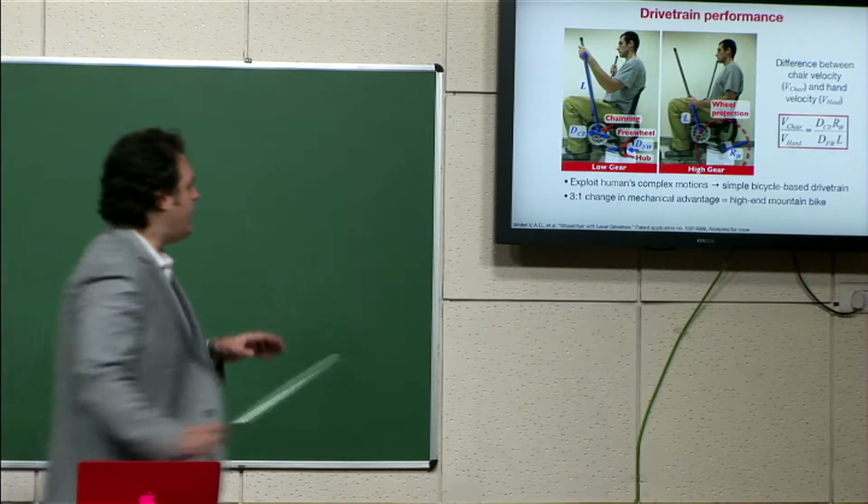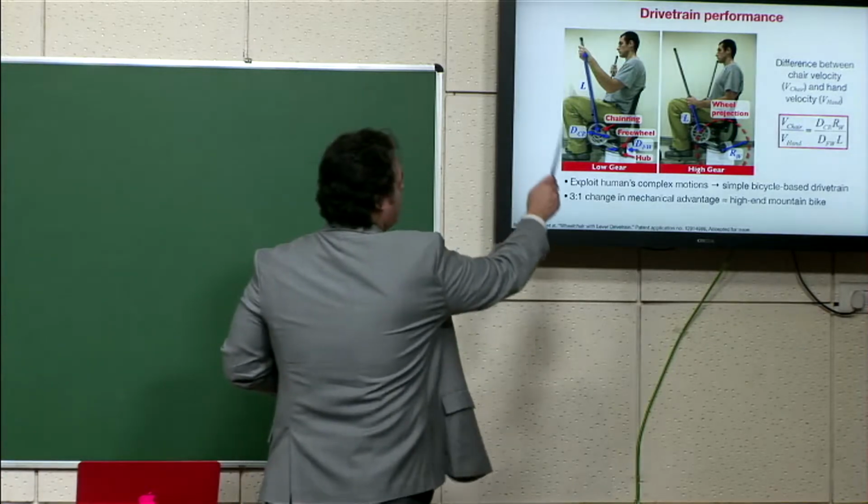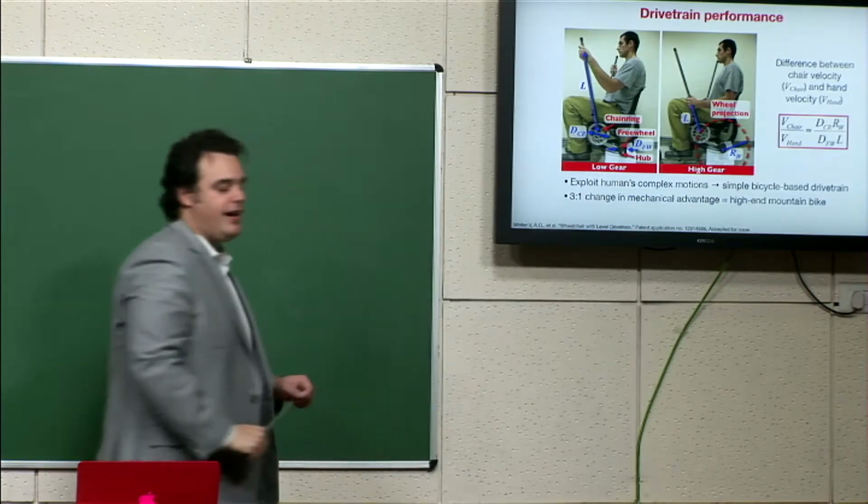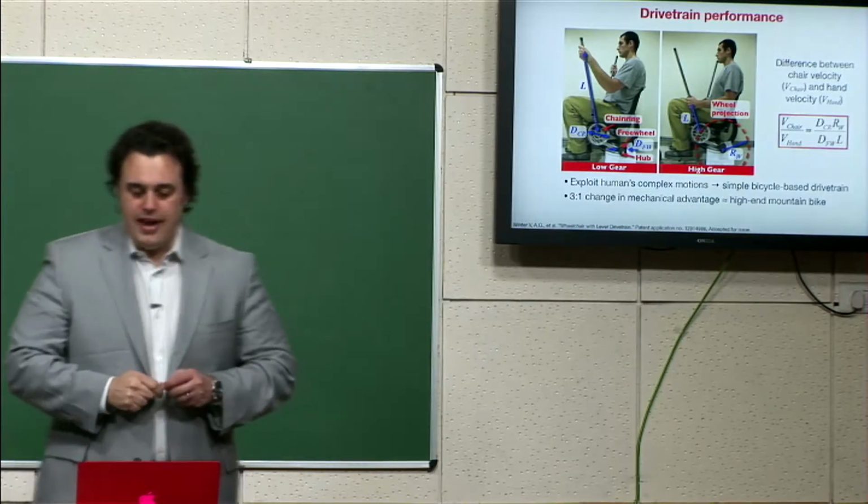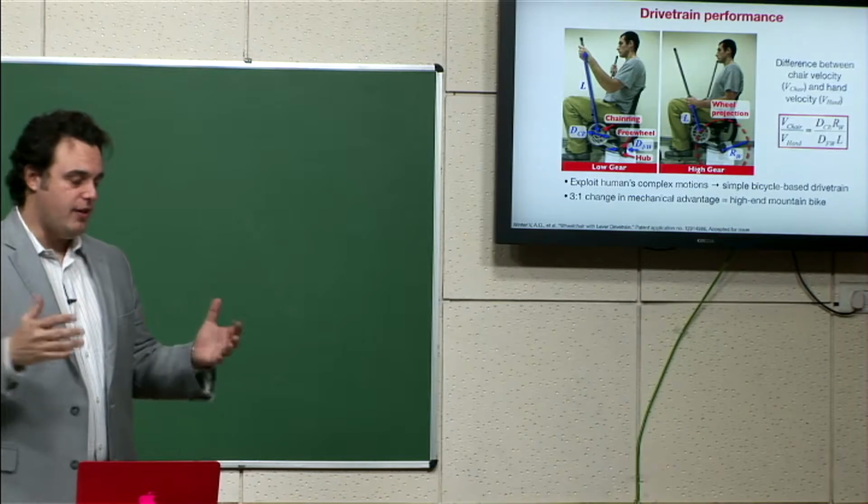So the lever length here is about 3 times longer than the lever length in the high gear. So what this gave us is a big range of torque that we can put to the wheel.